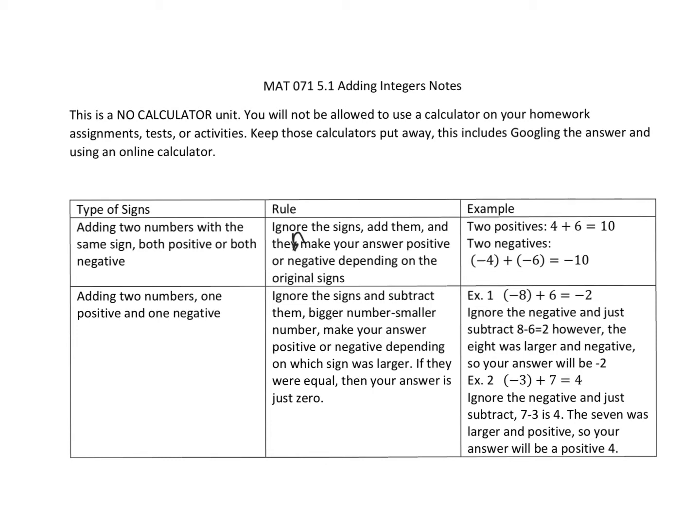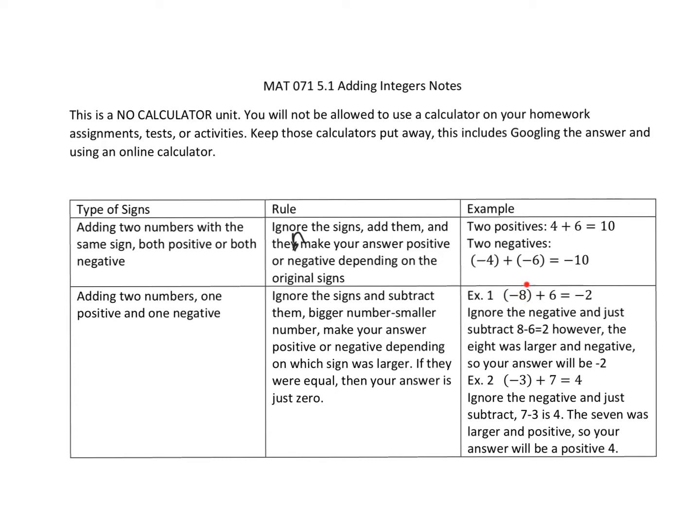Trickier part comes in with the second rule, when you're adding two numbers where one is positive and one is negative. What I want you to do is completely ignore the signs at first and just subtract them. Bigger number minus smaller number. And then your answer, you're going to change the sign depending on which one was larger. So if the negative was larger, then your answer will be negative. If your positive was larger, then your answer is going to be positive. If they were the same, then they would cancel each other out and it would just be 0.